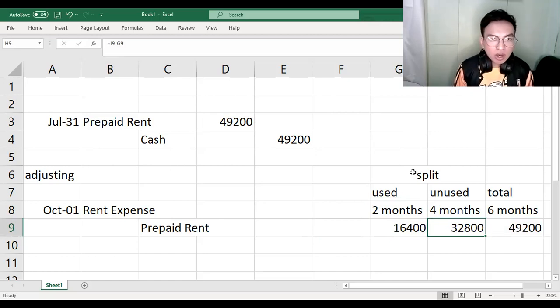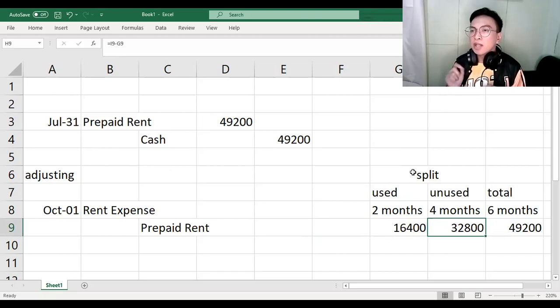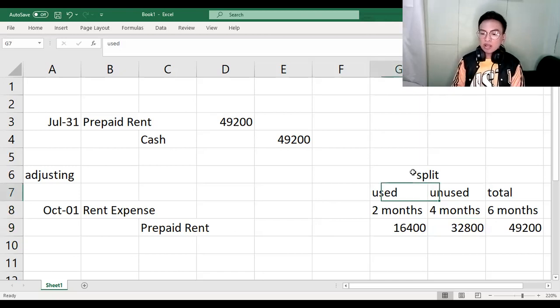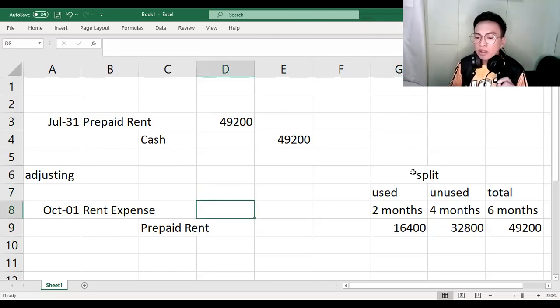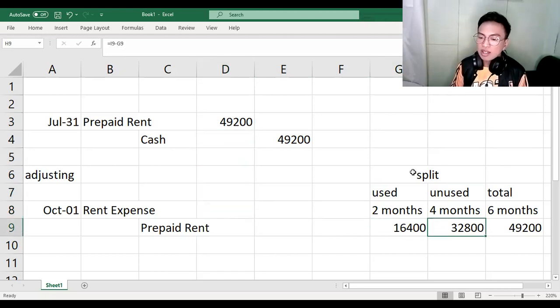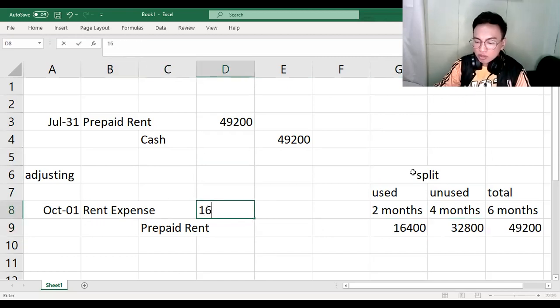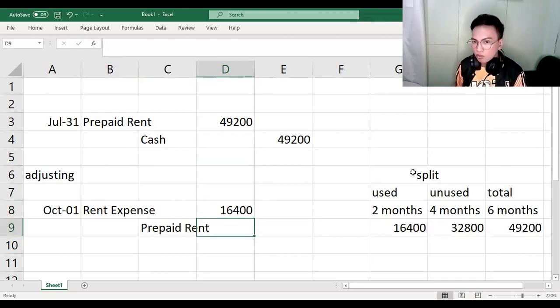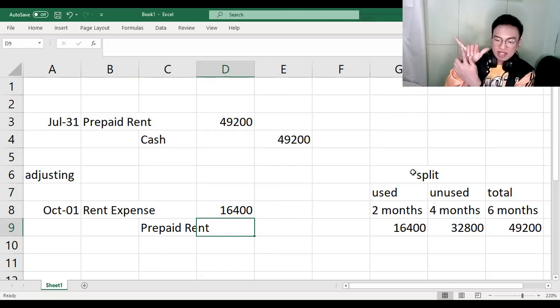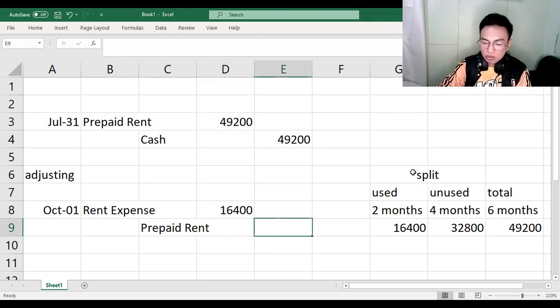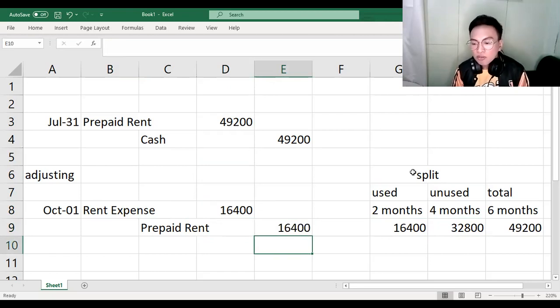And again, we are not talking about the prepaid rent that is to be reported. If we're talking about adjusting, we are talking about how to make this 49,200 become 32,800. So, paano? Show that we already used 16,400. It will now become an expense. Yan. And prepaid rent will also be deducted by the same amount, 16,400.